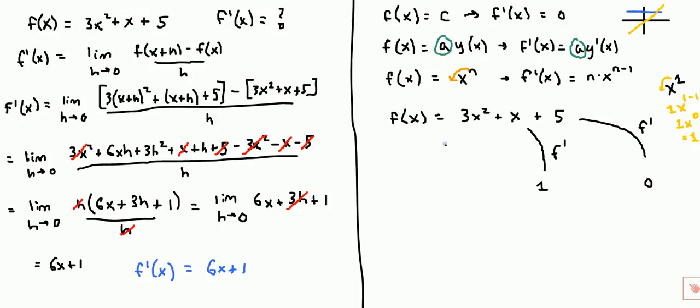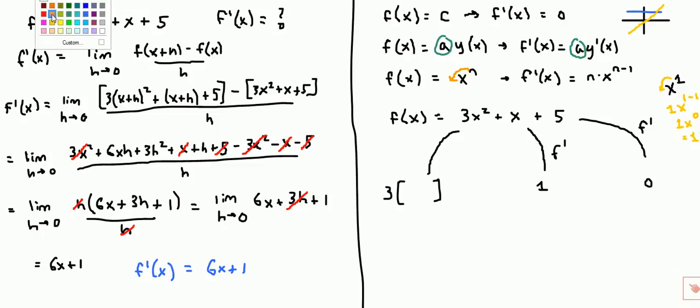And for this last one, we're going to combine two of the rules. First, we see that we have some number, right, multiplied by another function. So what that means, we're going to take that number and nothing happens to it. We're just going to leave it to the left. Okay? Remember up here we had a times a function. That was equal to a times that function's derivative. So we're going to have 3 times the derivative of x squared.